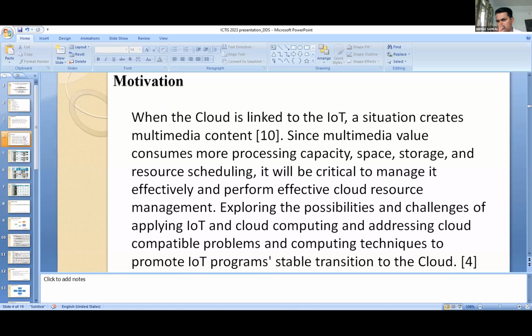So the motivation for this problem statement is the constraints of IoT devices, which have lesser capacity, space, and storage. And as I told you earlier, almost 80 billion devices will be attached to the network, so handling that many devices is very tedious. There should be some sort of solution, and I will share those things in the next slide.